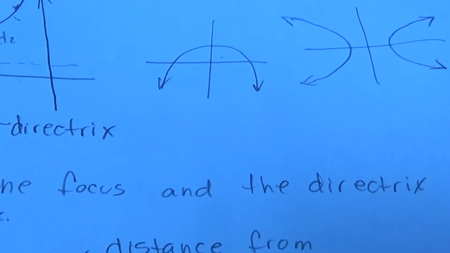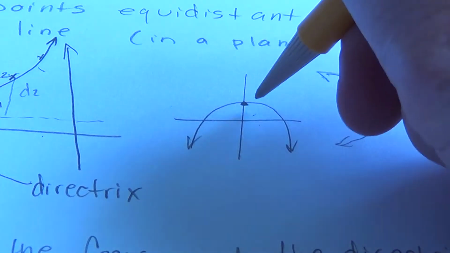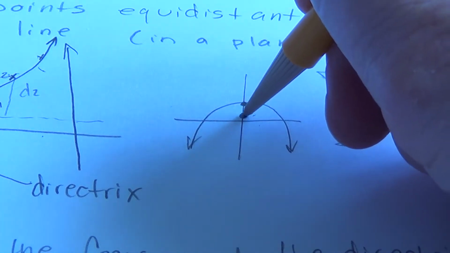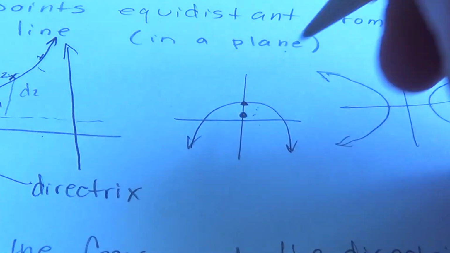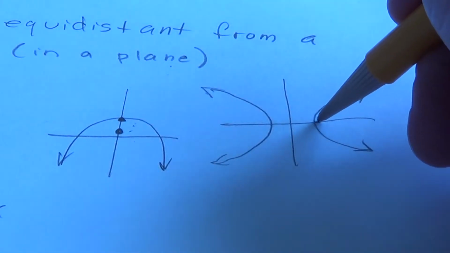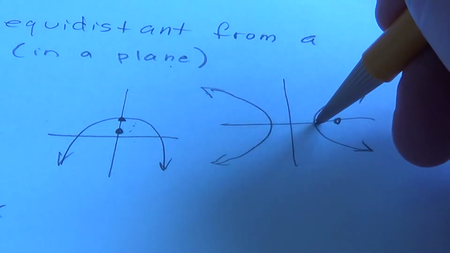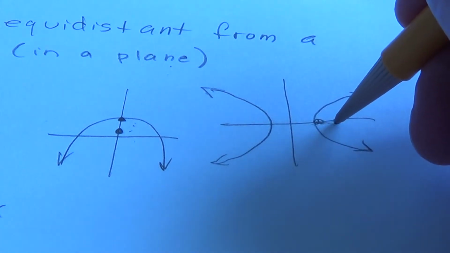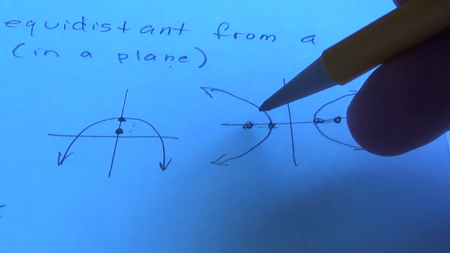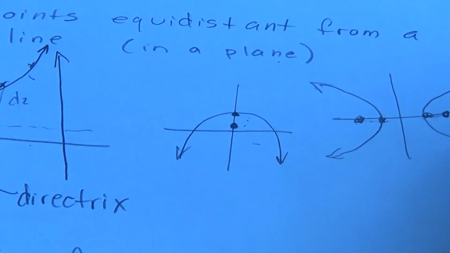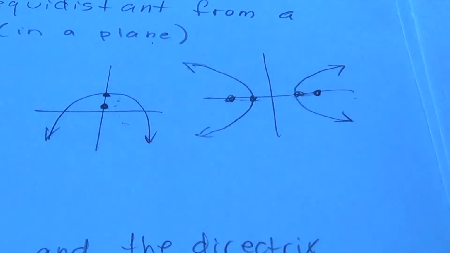All right, up here, in this case, when the vertex is above the focus, like it would be when it opens downward, this P would be negative. When this opens to the right, here's the focus, here's the vertex, this P is positive, and this P is negative. So a negative P opens left or downward, a positive P opens upward or to the right.